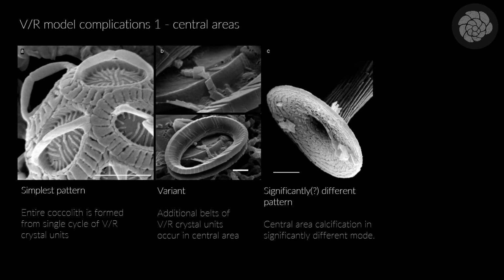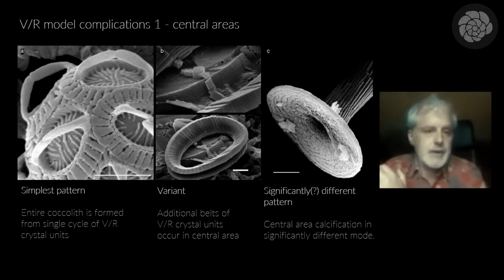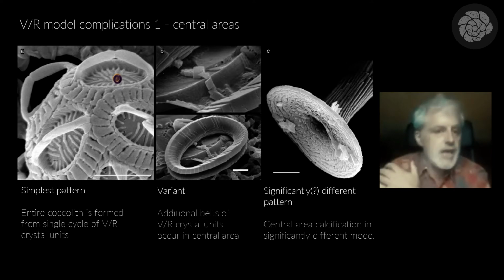Okay, on to some complications of the model. First one, central areas. The simplest pattern is this: we have the rim and the central area. Essentially, the rim is what's formed by growing outwards from the protococcolith ring, and the central area is what's formed by growing inwards. And in some cases, the central area is just formed of the same elements.